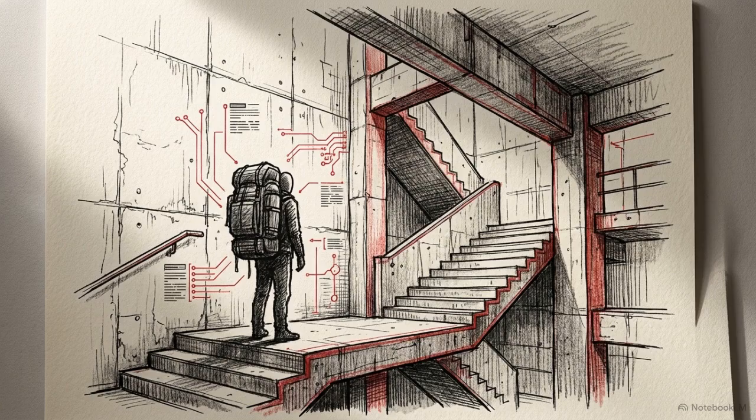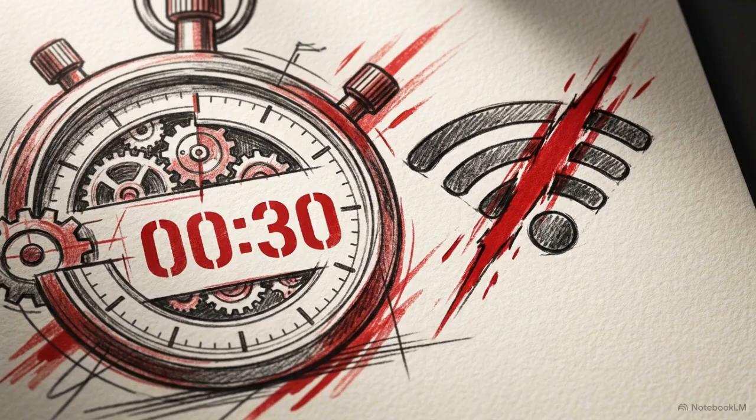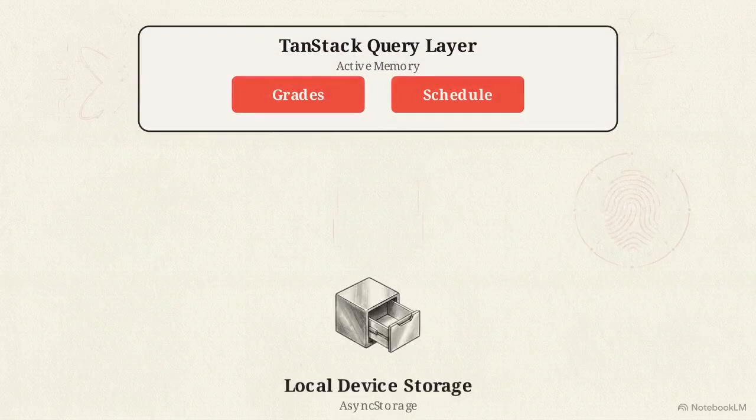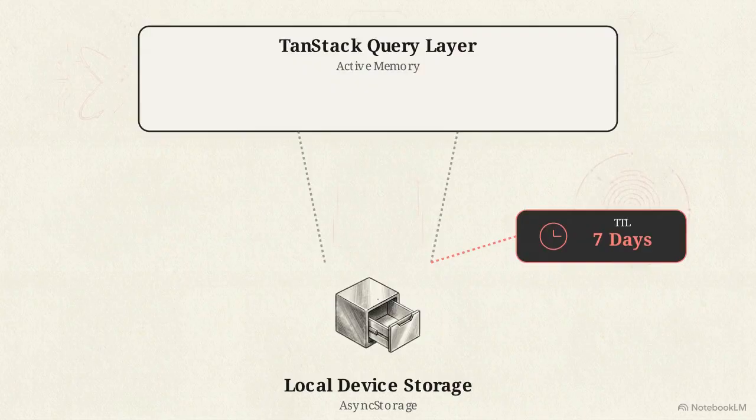Students frequently navigate concrete campus buildings where cellular signals drop. They still need immediate access to their daily schedules and recent grades. The app enforces a strict 30-second network timeout. If the server doesn't respond, the UI automatically falls back to an offline state. To populate that state, data from the TanStack Query layer is aggressively cached down to the local device storage, configured with a 7-day time to live.